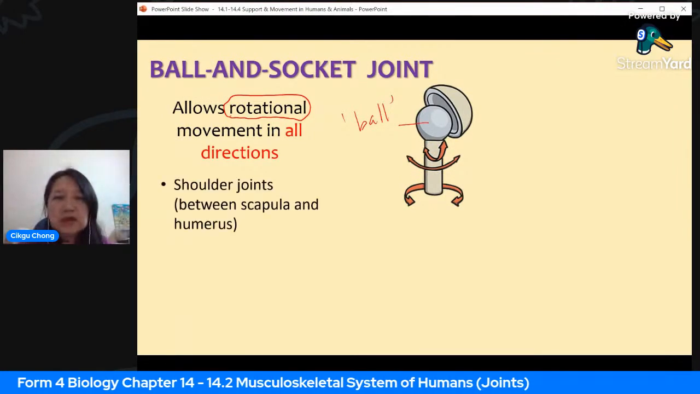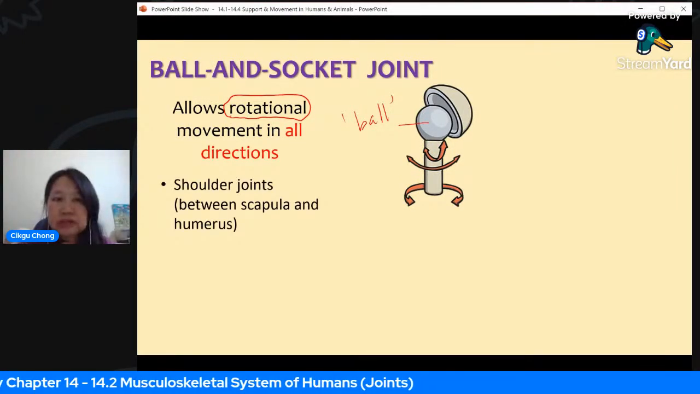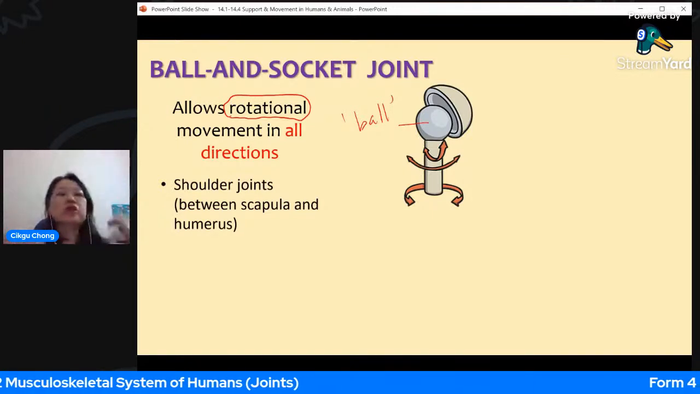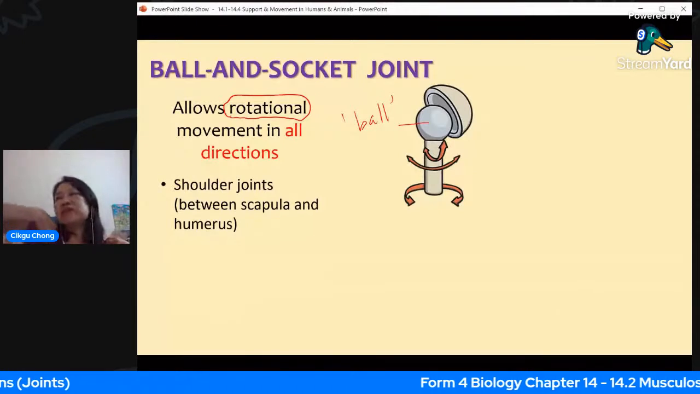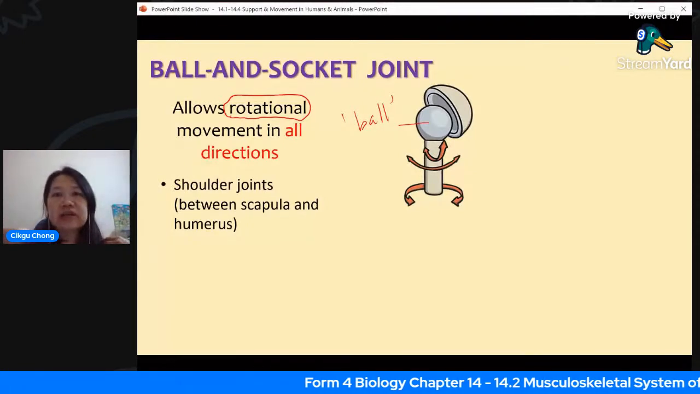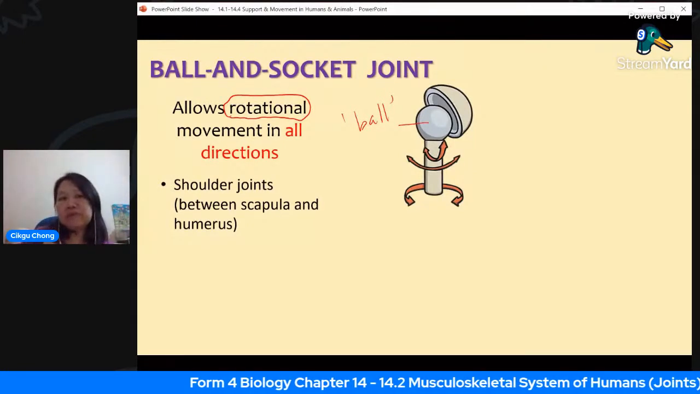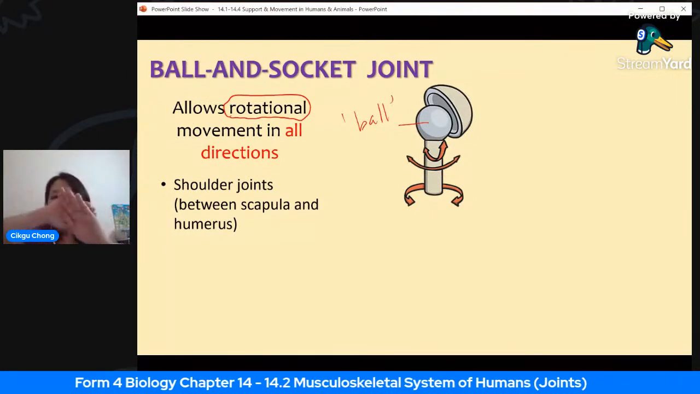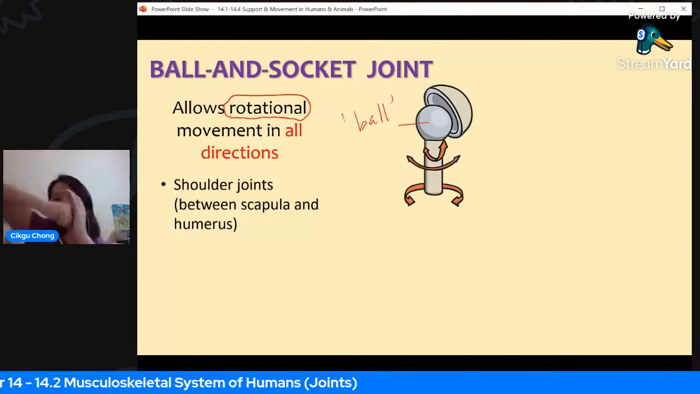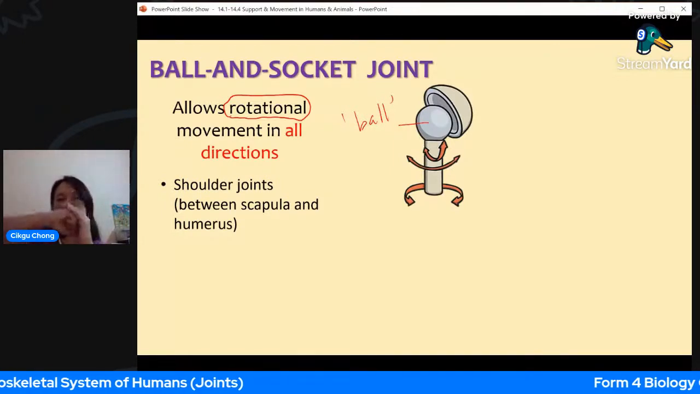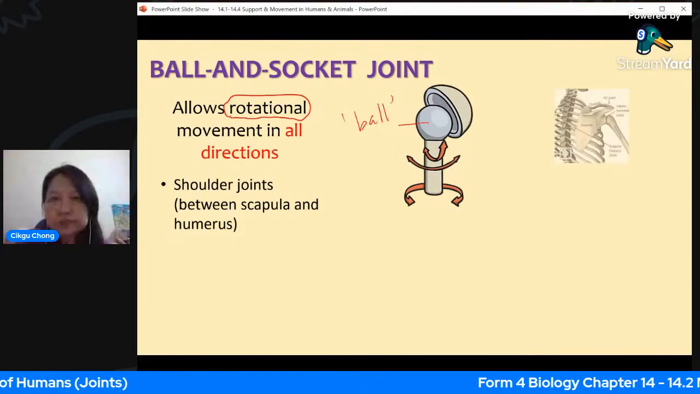Okay, so where can you find this ball and socket joint? First thing is your shoulder. You notice you can swing your shoulder almost like, how many degrees? More than 90 degrees, right? You can swing and make a circle with your arm. So this, your scapula, the bone here, and the humerus, it goes in, and you can swing all this. Okay, so this is the shoulder bone.